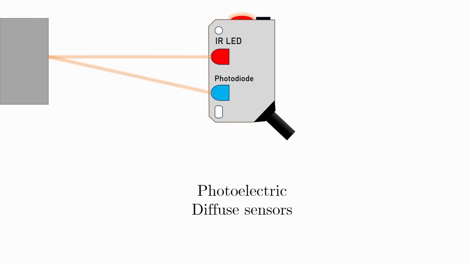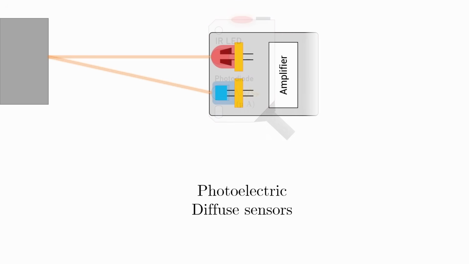The photodiode then generates a tiny photocurrent proportional to the received light. This current is extremely small, usually in the microampere range. So the first circuit inside the sensor is the amplifier circuit. The amplifier increases the signal strength to a few hundred millivolts. But it's still an analog signal and it still fluctuates with the light intensity, object color and distance.